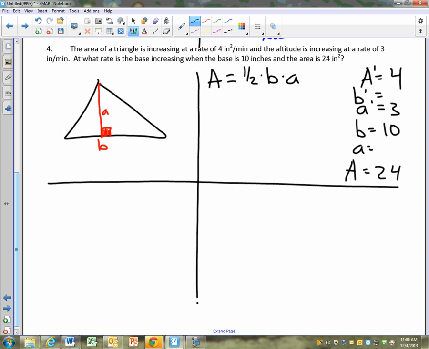So let's think about this. Normally, you'd want to substitute something in, and we don't need to. If I take the derivative right now, what rule would I have to use? Product rule. True or false? If I use the product rule, I'll come up with an A prime and a B prime. True. The A prime I have. The B prime I'm solving for. So let's do the product. I'm going to take the derivative with respect to time of A equals 1/2 B times A. Do you not like that 1/2?